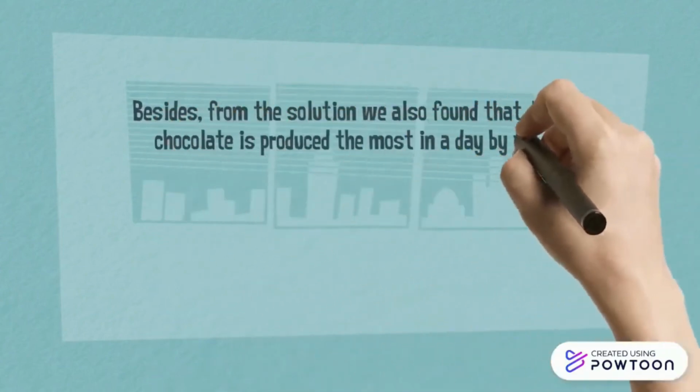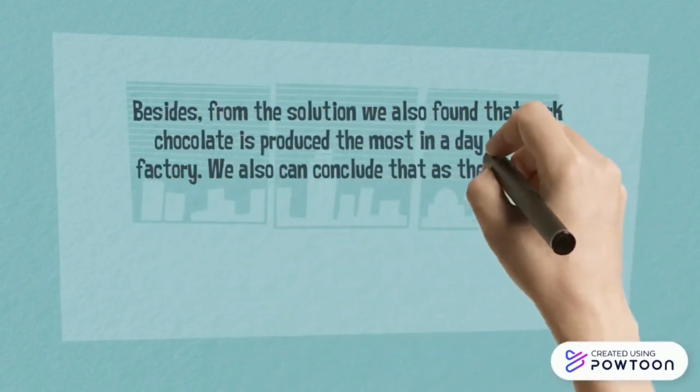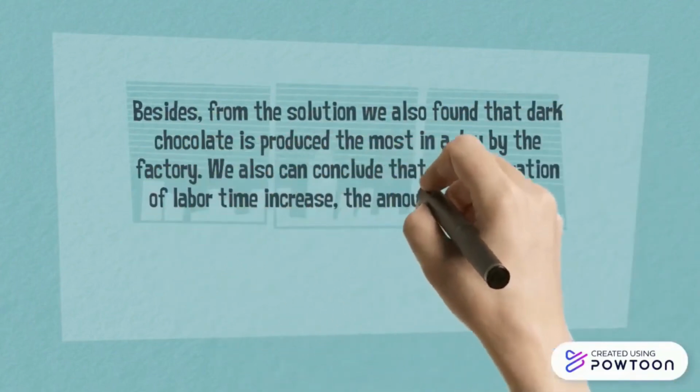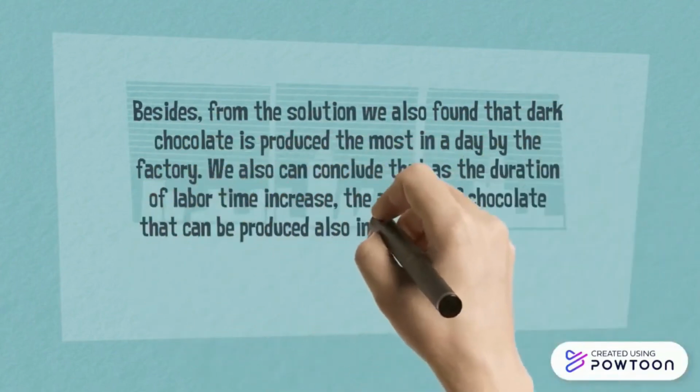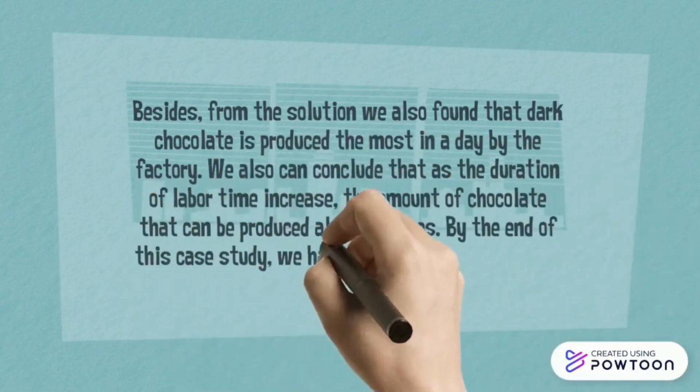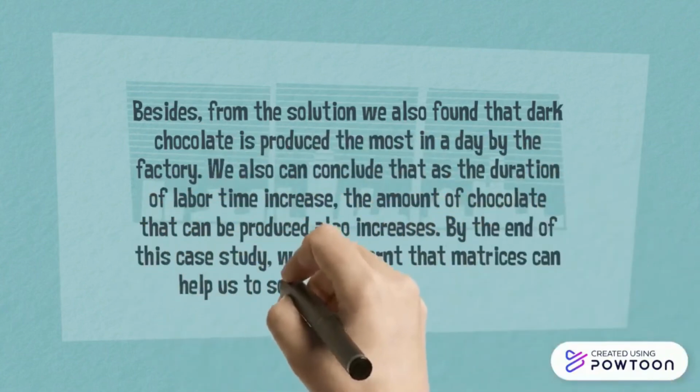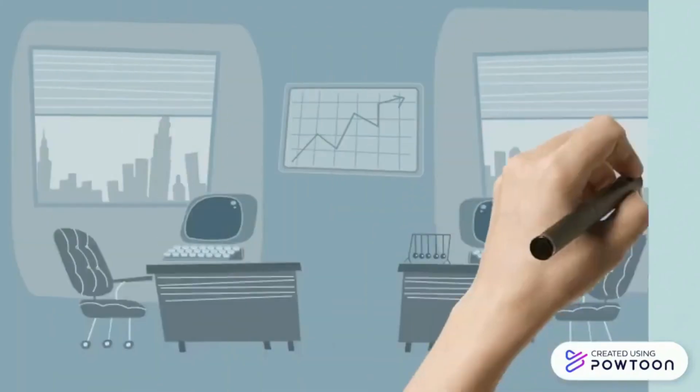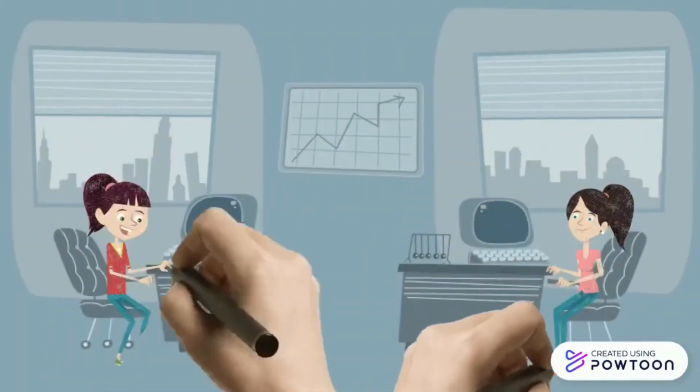We also can conclude that as the duration of labor time increases, the amount of chocolate that can be produced also increases. By the end of this case study, we have learned that matrices can help us to solve our problems in real life. So, I think that's all from us.